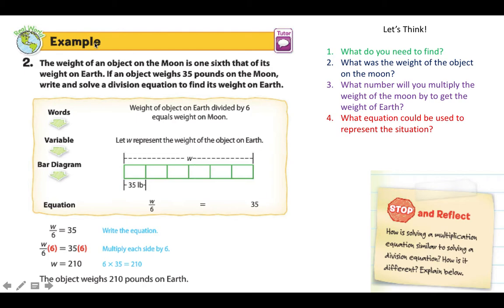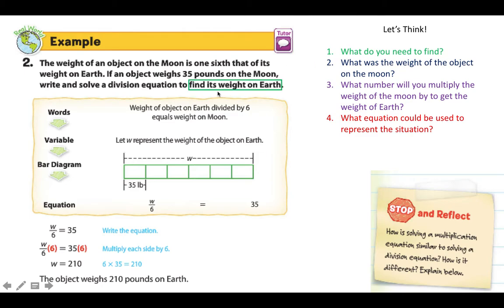Look at example number 2. Example number 2 is a word problem, but we're still going to be able to use the bar diagram as well as symbols to help us solve. So in the problem it says, the weight of an object on the moon is 1/6 that of its weight on Earth. If an object weighs 35 pounds on the moon, write and solve a division equation to find its weight on Earth. Okay, so what do we need to find?